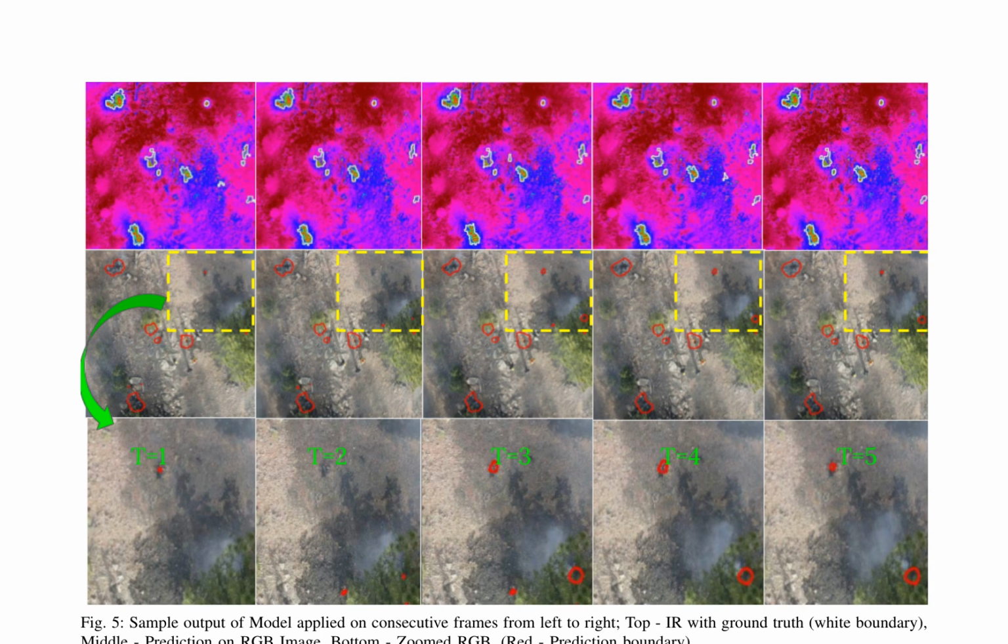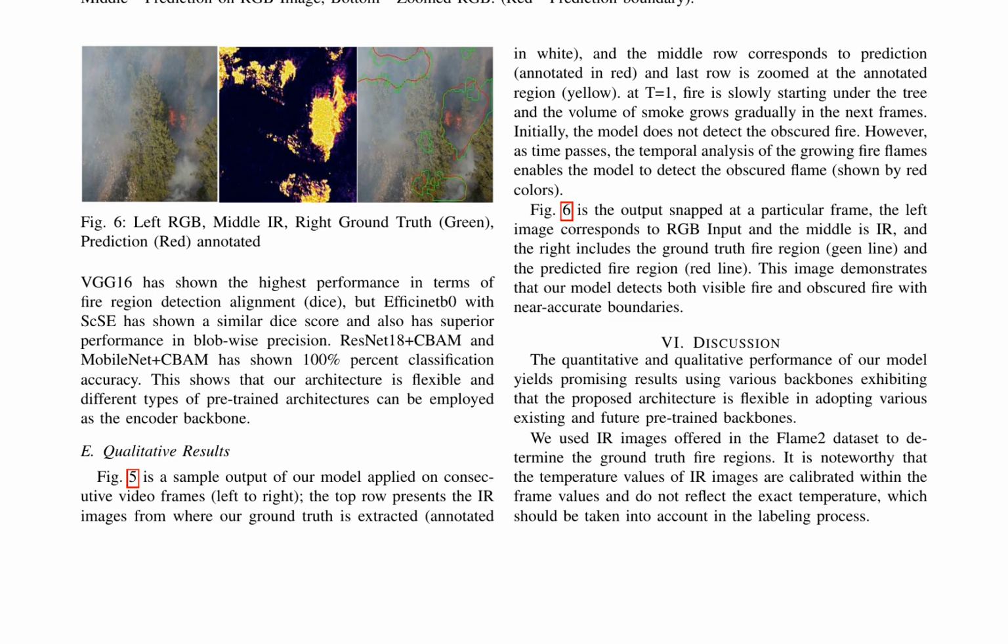The methodology was evaluated on the curated Flame2 dataset, which utilizes IR images to determine ground truth fire regions, and showed promising results, improving fire detection accuracy compared to state-of-the-art methods, achieving near 100% accuracy, and successfully detecting invisible and covered fire region borders, approximately 85% in DICE score.